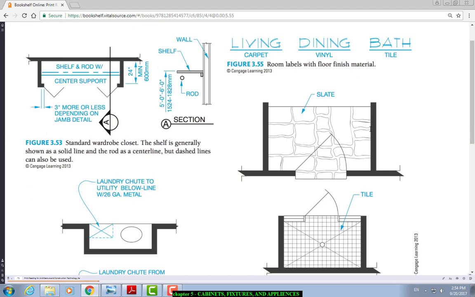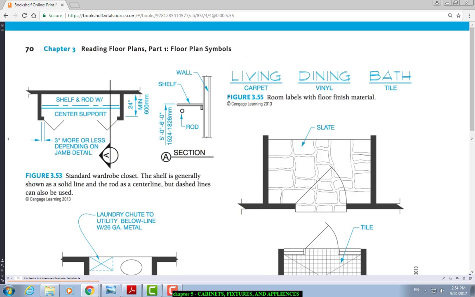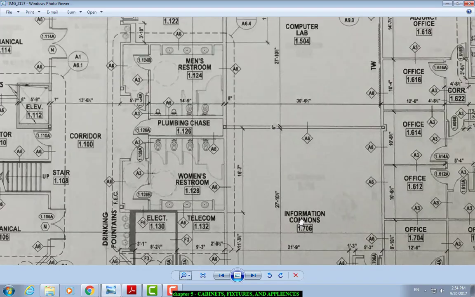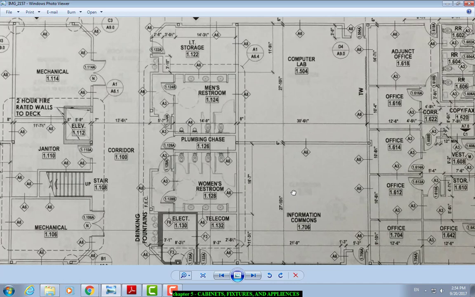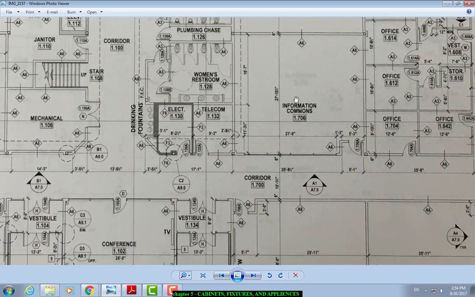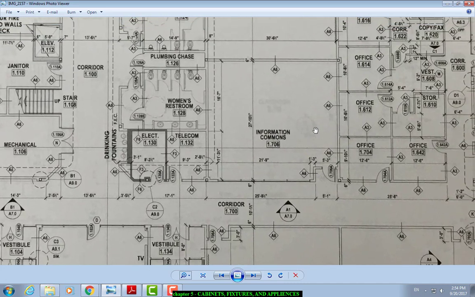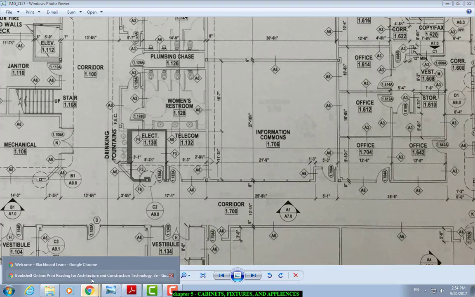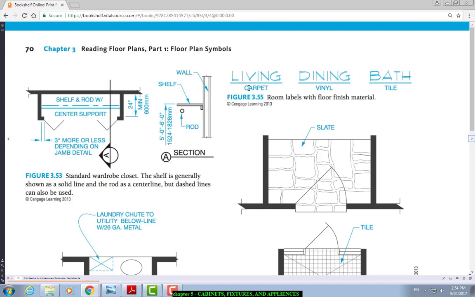Floor materials, let me jump into this one already. Remember when I said in commercial, depends on the room you are, you probably have a schedule that tells you what type of flooring you have. Like in this one, we don't know what type of flooring you have in the corridor. On the information comments, what floor am I using? You don't know, right? You need to go to a schedule. In residential, more than likely, you will have it like this. Each room is going to have at the bottom what type of flooring you have. So living room might say carpet, dining room vinyl, bath tile or concrete, whatever it is. You can also put it on the actual room label, on the type of material you're going to use. That's one way of doing it.